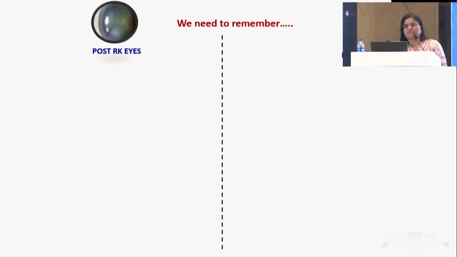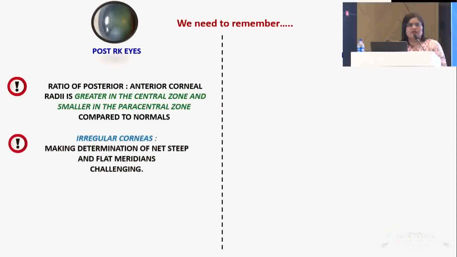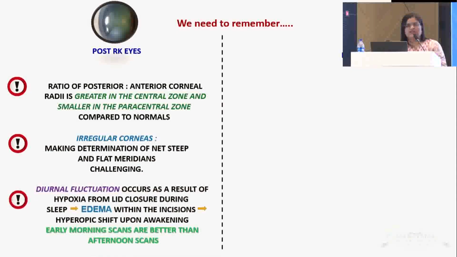Once we keep that in mind, we have to remember that in post-RK eyes, like Dr. Rohita mentioned, the ratio of the posterior to anterior corneal radii is greater in the central zone and smaller in the paracentral zone. You have an irregular cornea to start with, and there is going to be diurnal fluctuation which occurs as a result of hypoxia from lid closure, leading to edema, leading to hyperopic shift when the patient wakes up. So the early morning scans are going to be better.